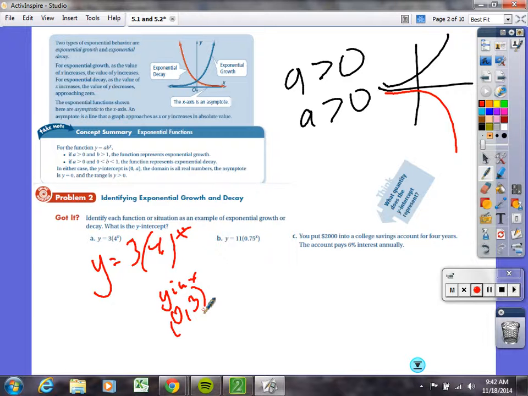All right, the other one, this one's slightly a little bit different. Y equals 11.75 to the x. Now they put it on the inside, doesn't matter. Did I put it on the outside? It does the same. Growth or decay?